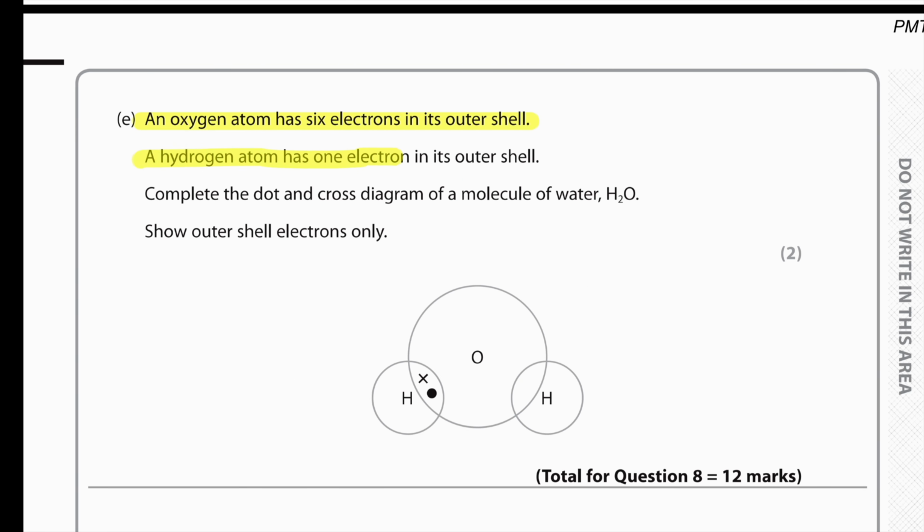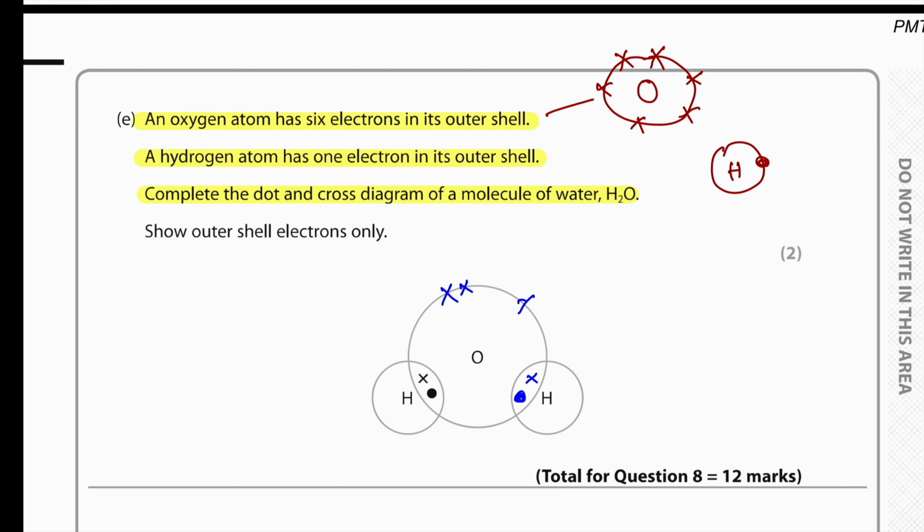An oxygen atom has 6 electrons in the outer shell. A hydrogen atom has 1 electron in the outer shell. Complete the dot and cross diagram for a molecule of water. So, according to the description, oxygen having 6 electrons in the outer shell, and hydrogen has only 1 electron in the outer shell. So to complete this diagram, we'll draw the electron for the hydrogen and then we'll complete the electron for the oxygen. We already have 2 crosses, so 4 more needed.